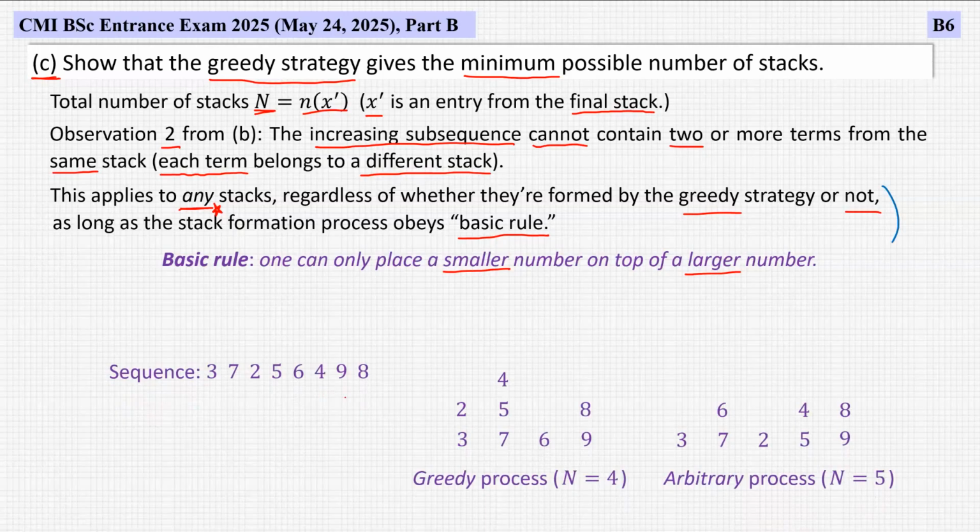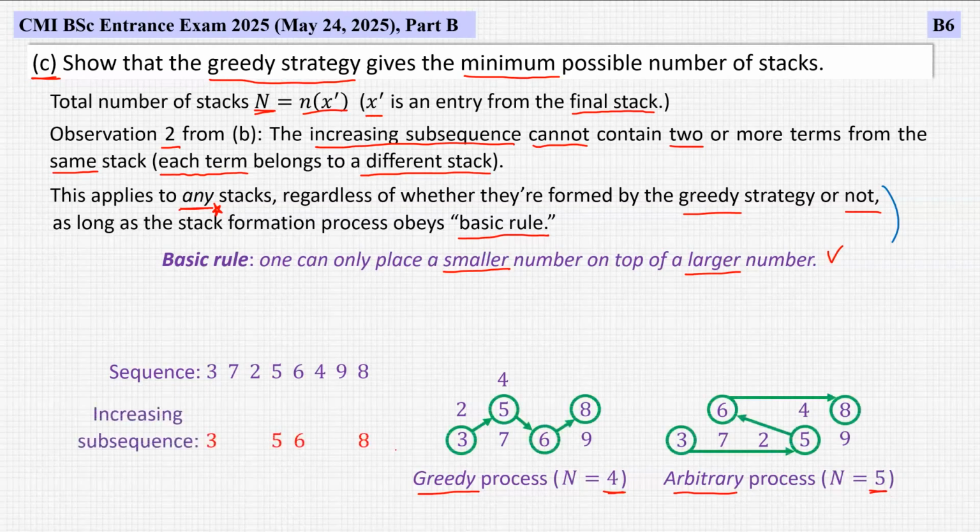For the example sequence given in the problem, let us consider two different end results of stacks made from this sequence. The first example is what we already saw, stacks formed by the greedy strategy, which gives a total stack number of 4. The second example is just arbitrary stacks which are not formed by the greedy strategy, but only obeying the basic rule of the problem, having a total stack number of 5. If we consider one of the longest increasing subsequences, 3, 5, 6, 8, notice that for the arbitrary process, now the subsequence does not follow the nice left to right direction, but you can see that each term of the subsequence still belongs to a different stack.